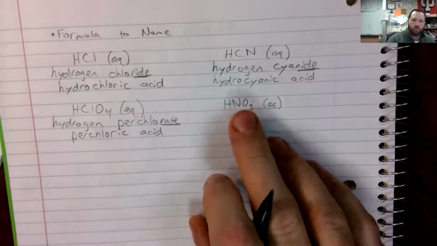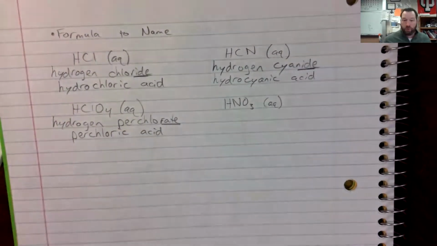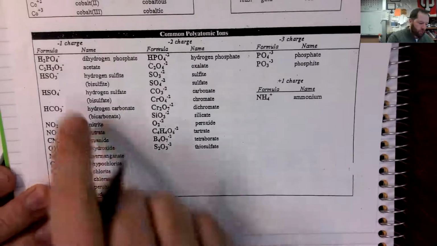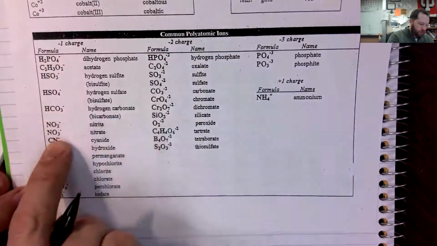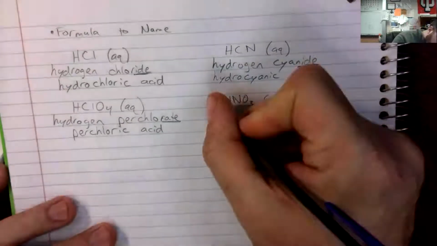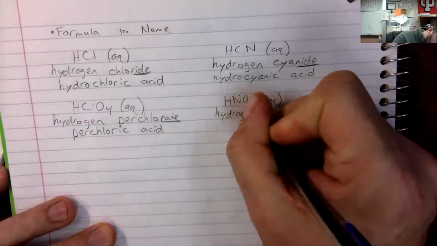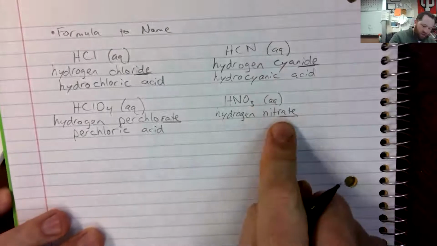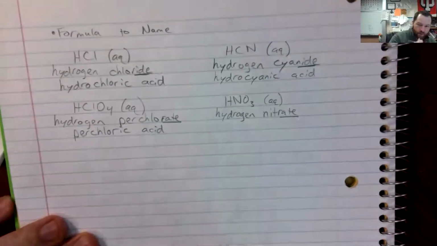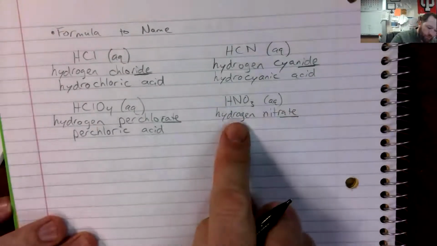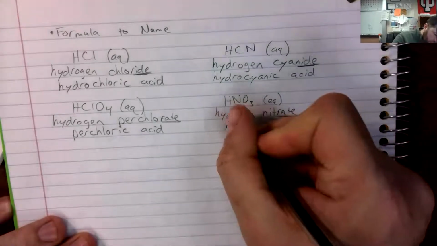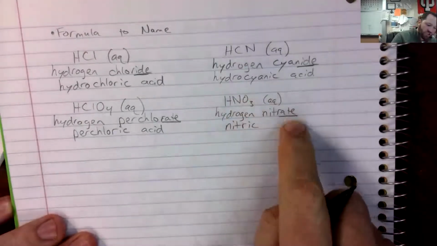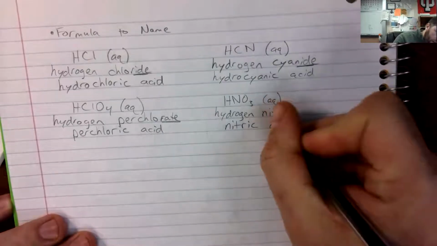HNO3. Again, we're working with a polyatomic ion. We've got more than two elements. So we're looking for NO3. There it is, nitrate. Once again, if I were just to name this regularly, I would call it hydrogen nitrate. ATE. I ate something icky. Again, we're not going to put hydro. We're just going to put the anion, so nitric, change the ATE to IC, and call it acid.